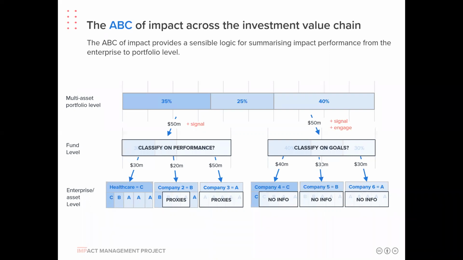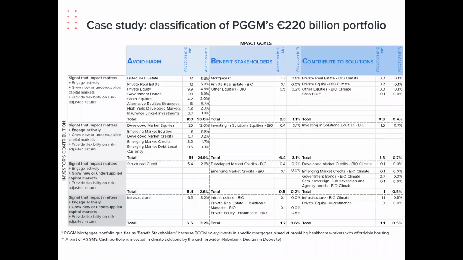And what this thinking does is provide a logical construct to take stock of where you stand today and then set about prioritizing filling the gaps. And this is very much the approach that was taken by PGGM. They weren't dissuaded by the threat of incomplete information. Rather, they got started and made sensible assessments across their entire 220 billion portfolio based on the information that they had. And you can see that they divided their portfolio into asset class groupings that were meaningful and decision useful for their own context. And then they set about classifying each. And this gave them a starting point to think about their impact at the portfolio level.